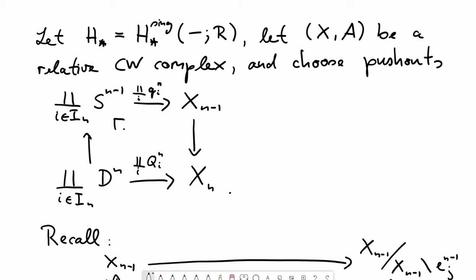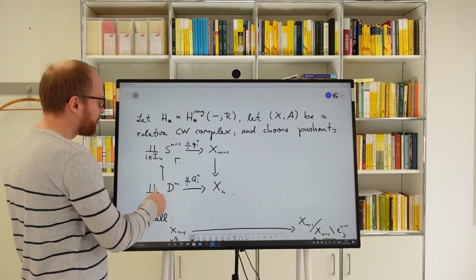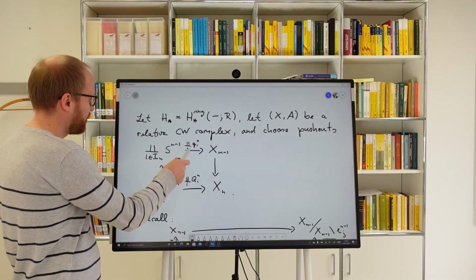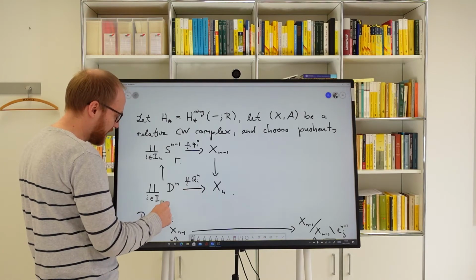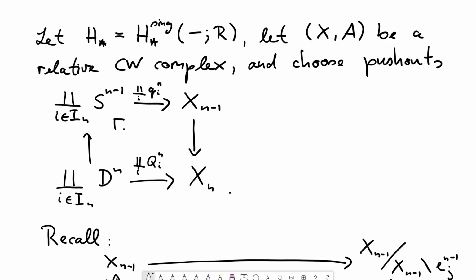proof right away. So in this video, H star just denotes singular homology with coefficients in some commutative ring R, and we fix a relative CW complex (X, A). So not part of the structure, but the existence is guaranteed that we can choose push-outs, which explain how the n-skeleton arises from the (n-1)-skeleton in the CW complex by attaching cells. So we choose such push-outs, we make such a choice, and this defines the characteristic maps of the cells. Yeah, they're indexed by i over an index set I_n for the n-cells.